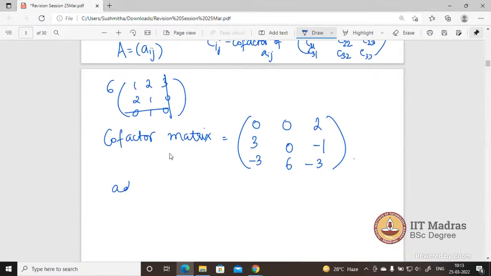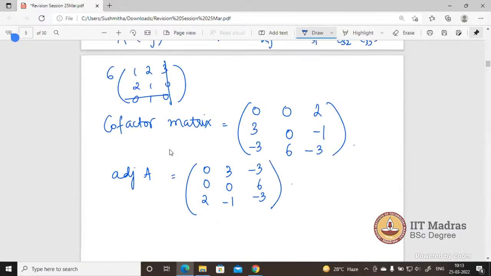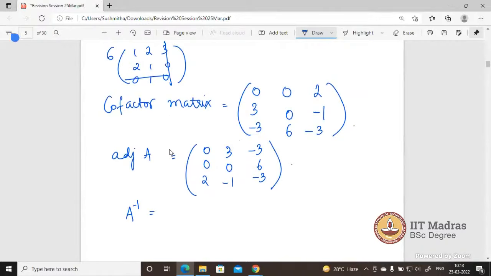So what will my adjoint matrix be? Transpose. So what is my inverse? 1 by 6 times the adjoint of A. 1 by 6 times 0, 3, minus 3, 0, 0, 6, 2, minus 1, minus 1. So this is the inverse of the matrix that we started with.